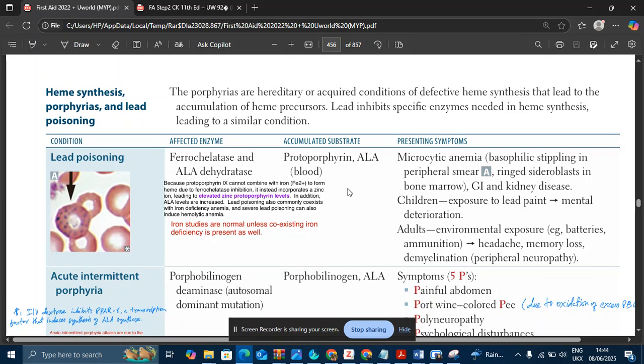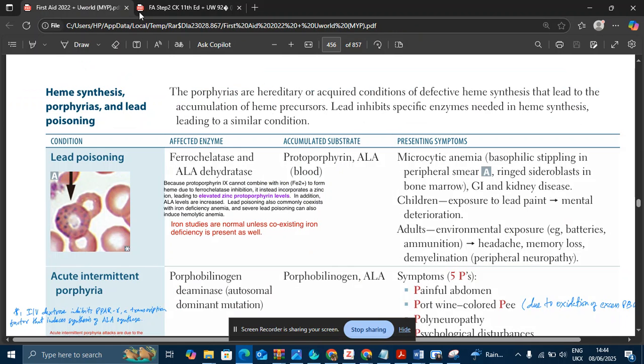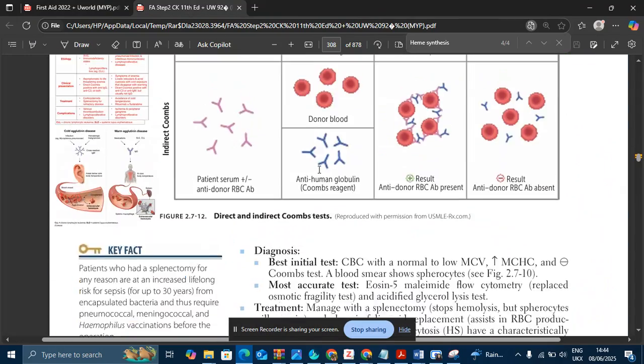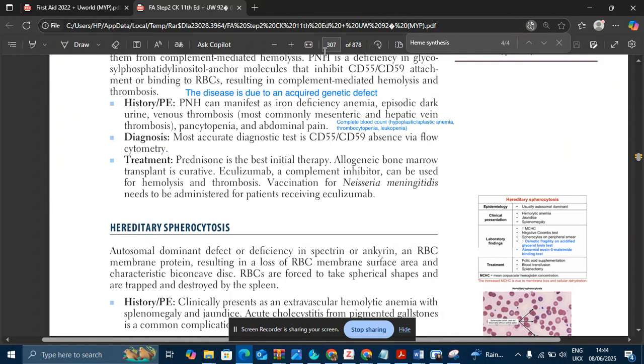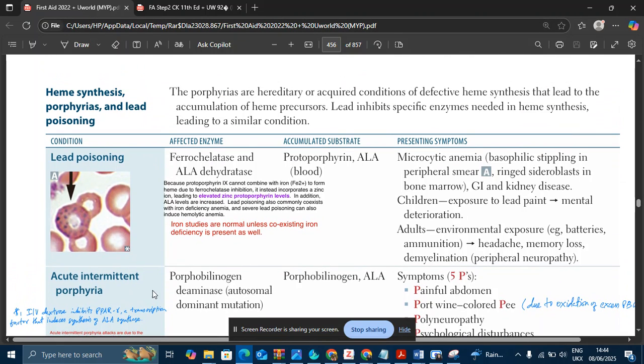Before we end this lecture, let me show you this image. Which page should that be? I think page number two. Oh, I cannot find it. So, yeah, this is all about lead poisoning.